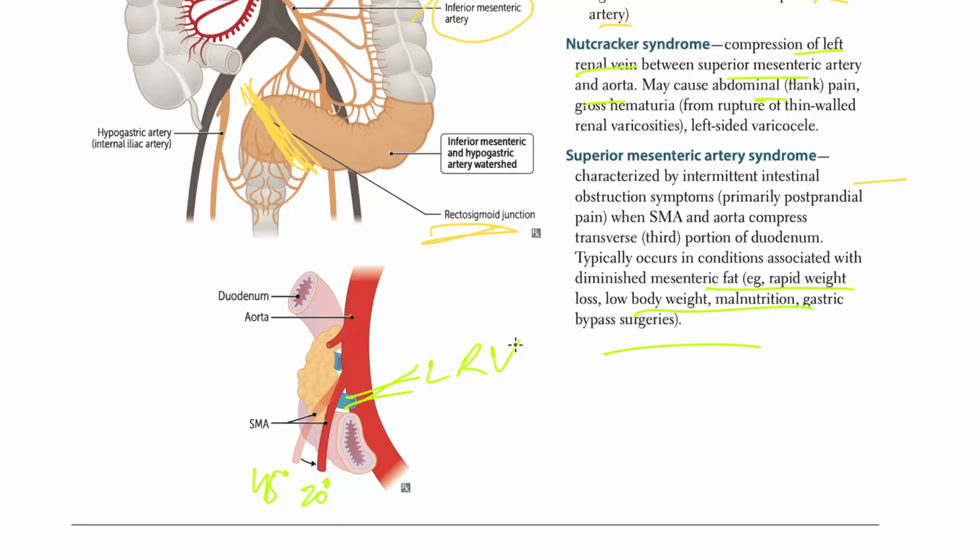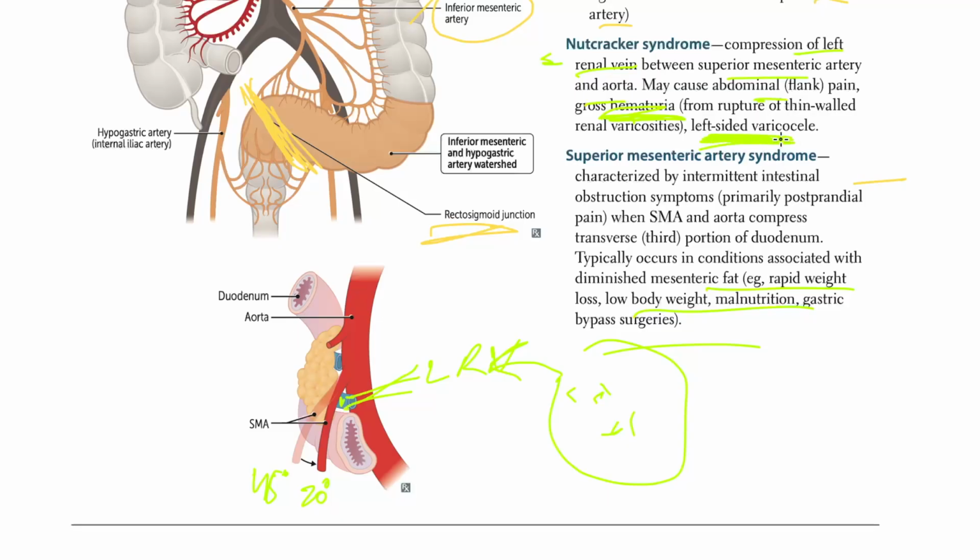The problem now is, let's read that here from the book. You have the compression of the left renal vein between SMA and aorta, which may cause abdominal flank pain, hematuria. You're like, wow, how did that happen? And also you have this left-sided varicocele and hematuria because you have constricted the renal vein, so no blood is going back, so it's just remaining in the kidneys and causing hematuria.